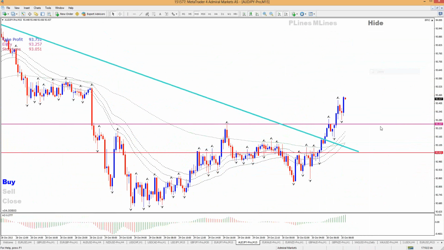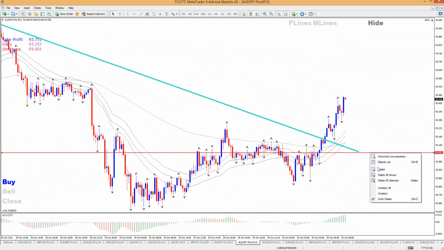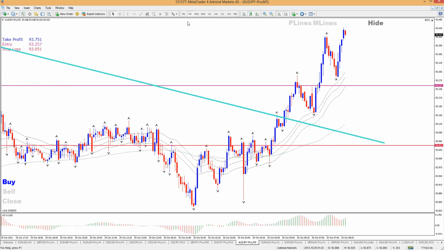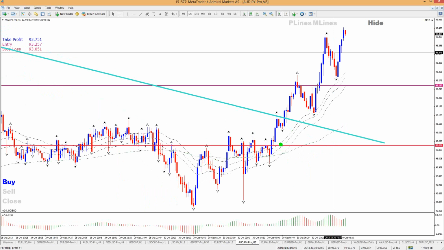Let me get rid of these lines. Yeah, is there a trade right now? I don't think so. For me, not, because yes, it could move up a few more pips, definitely. Do I have a great R2R right in here? No.